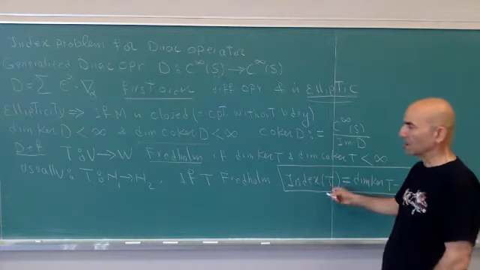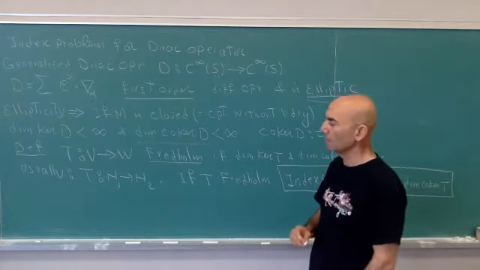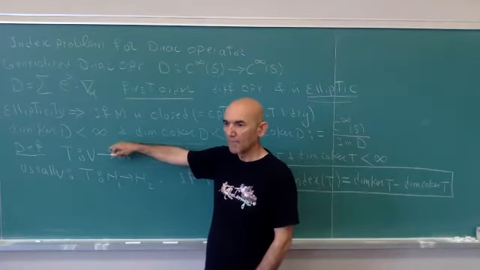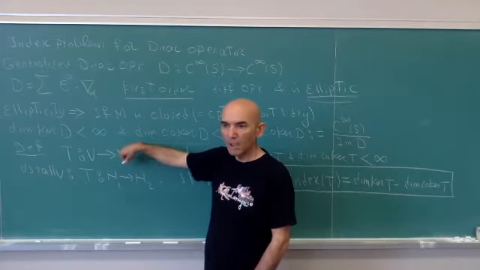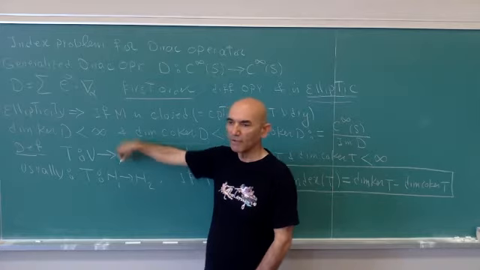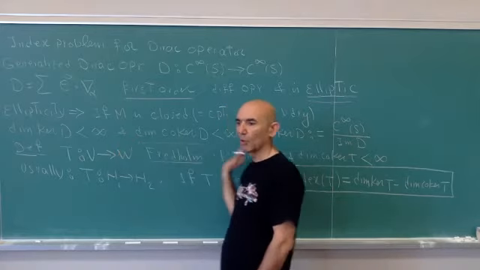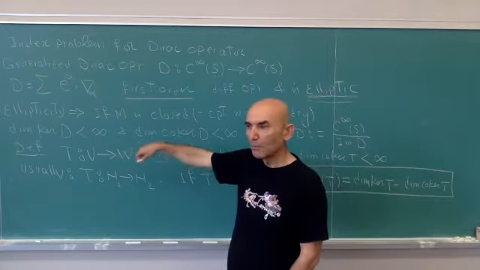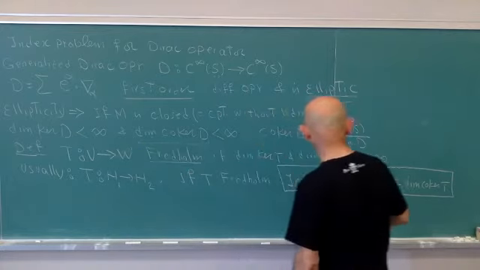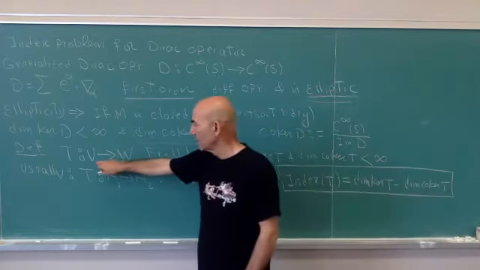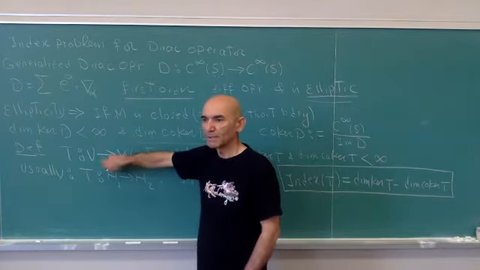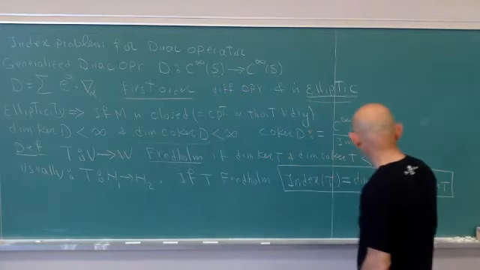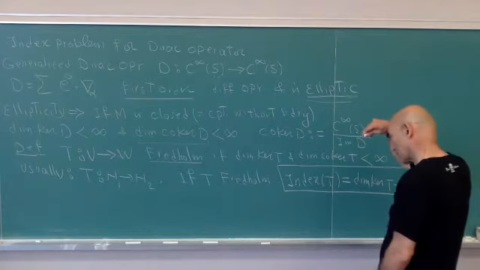Of course, index can be defined only if T is Fredholm. V and W need not be finite dimensional. In fact, in the finite dimensional case, this is a boring concept because it's independent of T. But what is really interesting is the case where these spaces are infinite dimensional, but nevertheless T is Fredholm. And this is the index thing.